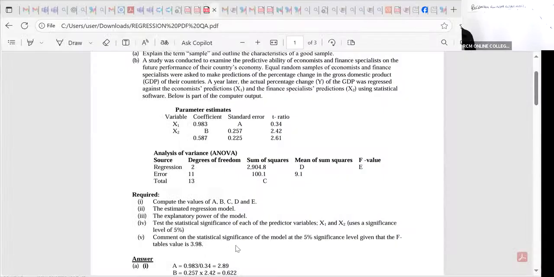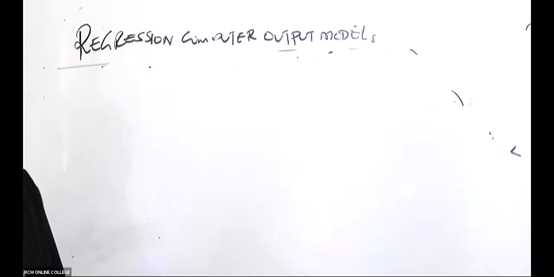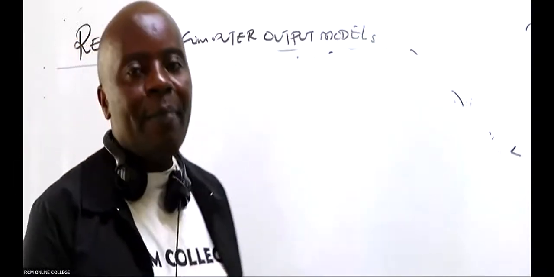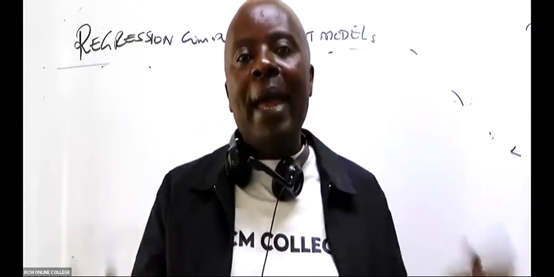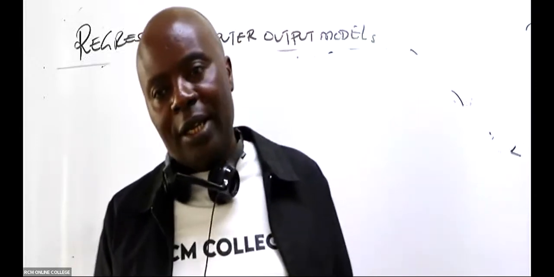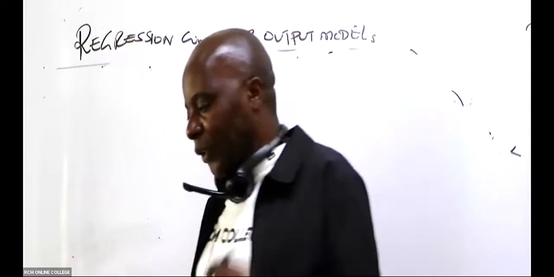So the last one here, 5, they want us to comment on the statistical significance of the whole model, the whole equation at the 5% significance level if F table's value is 3.98. Remember, F table has never been given by your examiner. That is why whenever it comes to the F table, your examiner will always give you the table's value, which really makes everything very, very easy.